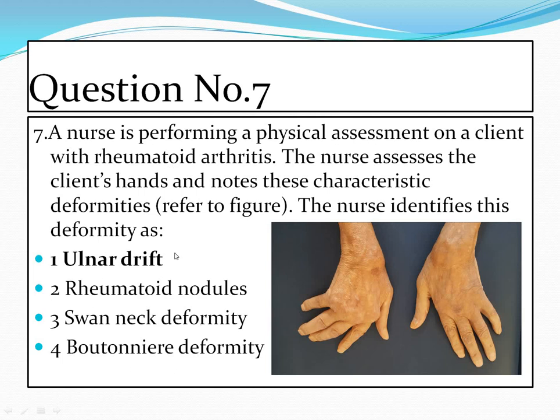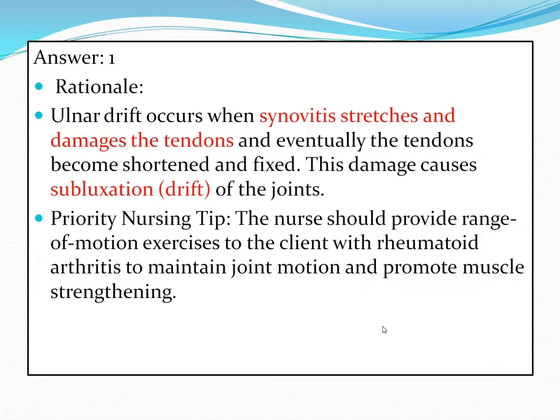All 4 options are correct, meaning they are seen in rheumatoid arthritis, but not apt as per the diagram. What is the correct answer apt to the diagram? It means it is ulnar drift. The correct answer is ulnar drift. Okay. Then why did we select ulnar drift?